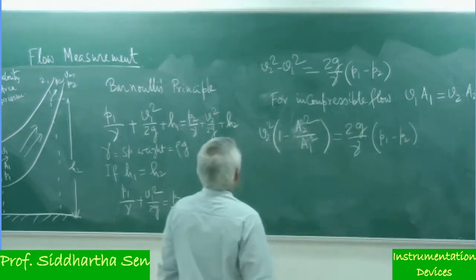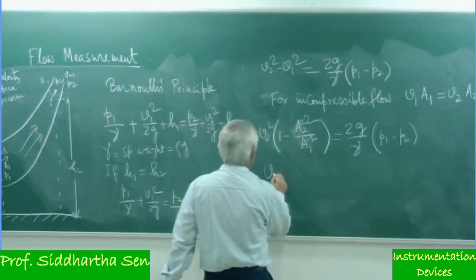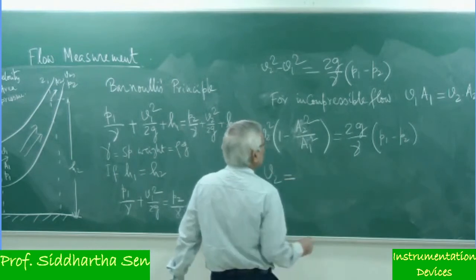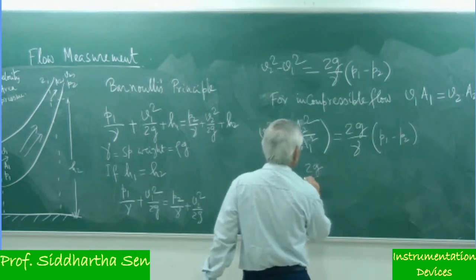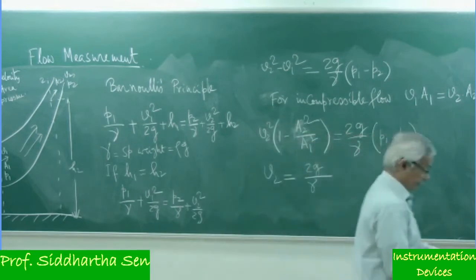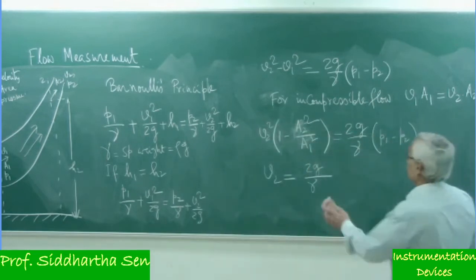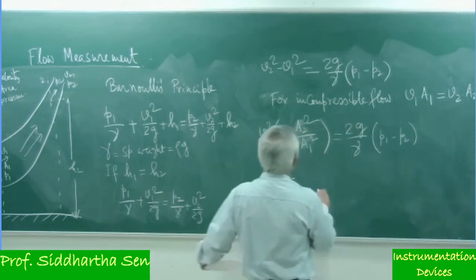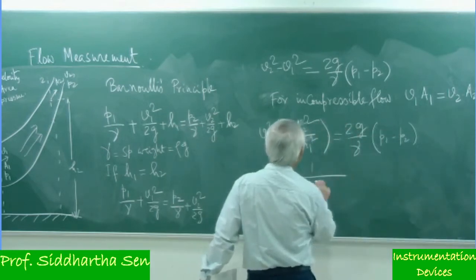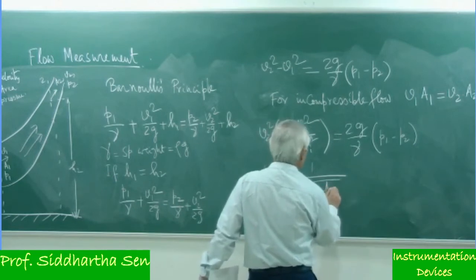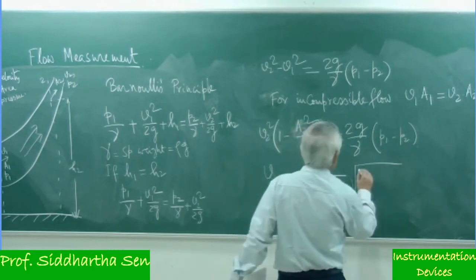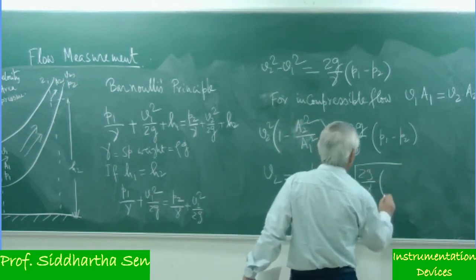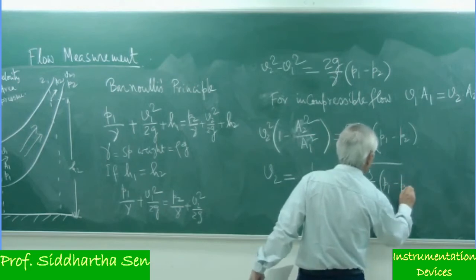Or I can say that V2 is equal to, what is it? Twice G by gamma. Okay, I will put it in this way. First put it as 1 divided by root over 1 minus A2 square by A1 square into root over twice G by gamma into P1 minus P2.